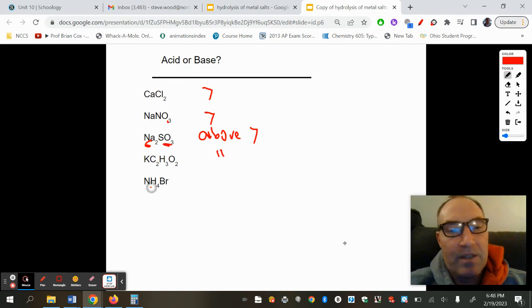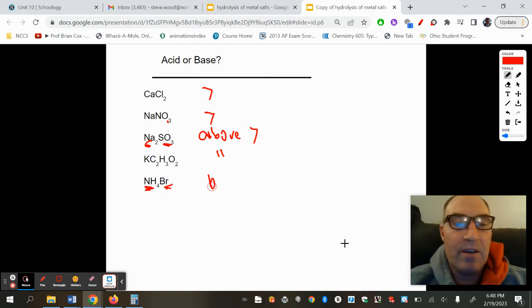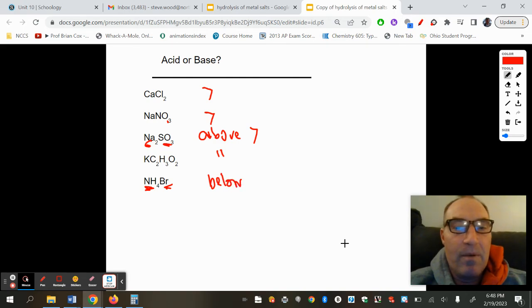And finally, this last one, this is a weak base. This is a strong acid, so it's below 7. So you should be able to look at them based on the parents, or the cation and the anion, and determine if it's going to hydrolyze water, which basically means will it split water.